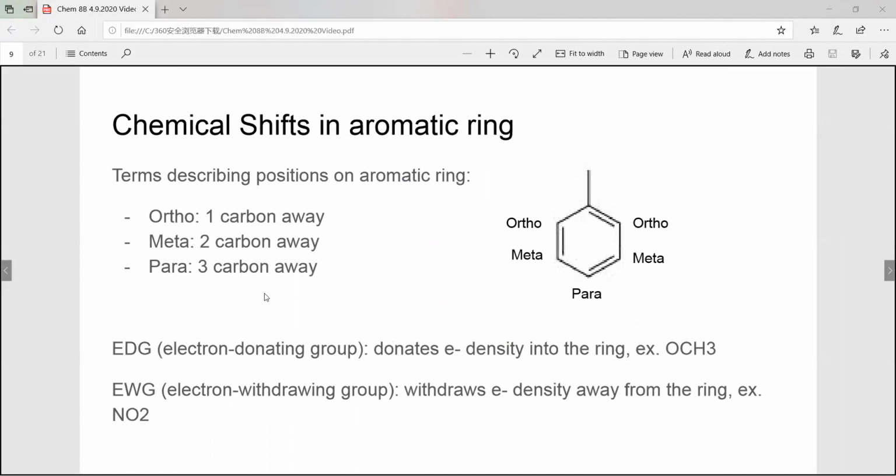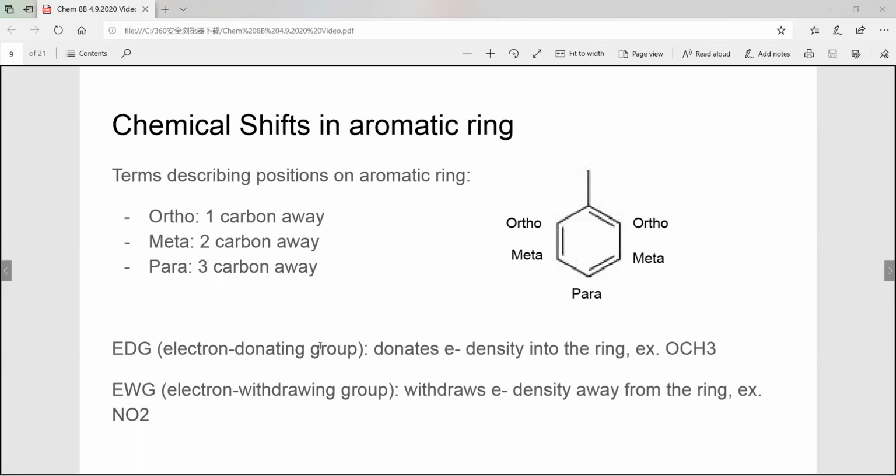So we'll start by introducing some terms. Relative to the carbon with the methyl, 1 carbon away is called ortho, 2 carbons away is called meta, and 3 carbons away is called para. These terms only apply to aromatic rings. We'll go back to them again when we get into aromatics, but it's just nice to introduce them.